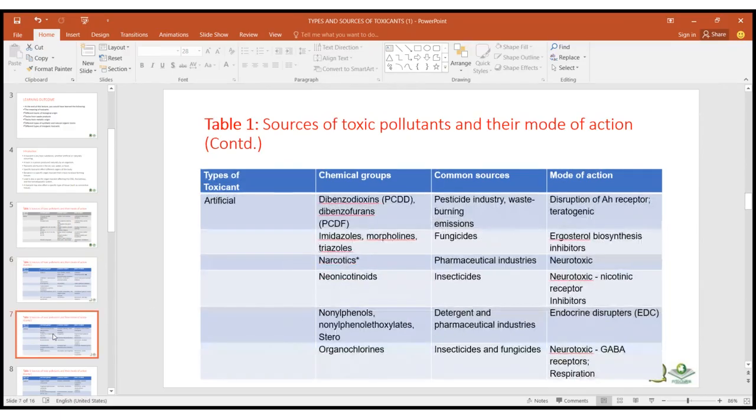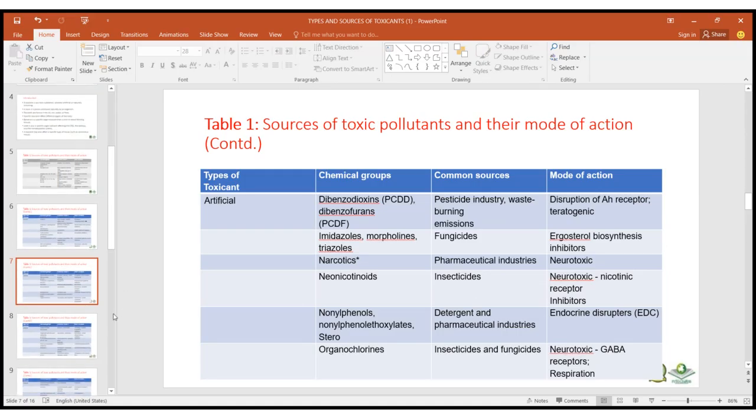Okay, so going further, we still have more artificial sources of toxicants. Artificial toxins or toxicants. So you will have to go through them when you download this. We have the organochlorine pesticides, which are neurotoxins. That means they affect the neuron. They can affect the functioning of the brain.